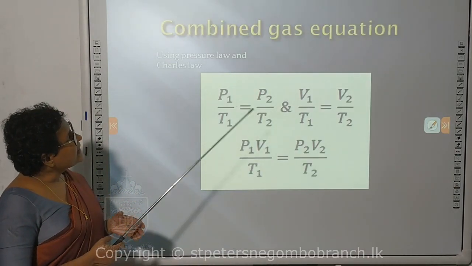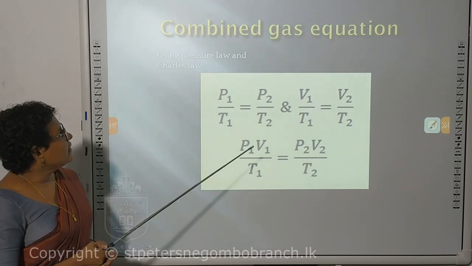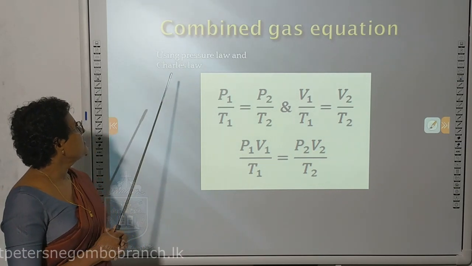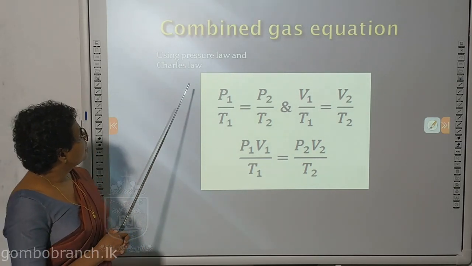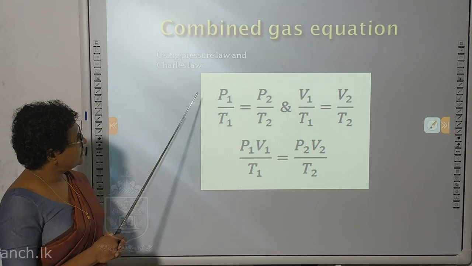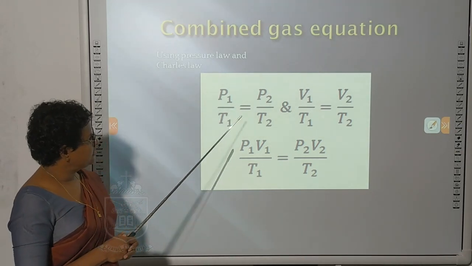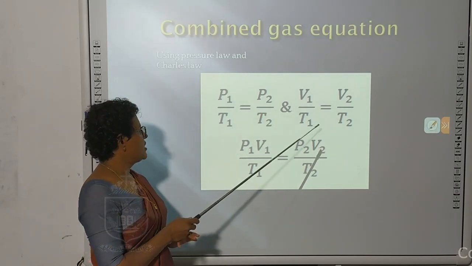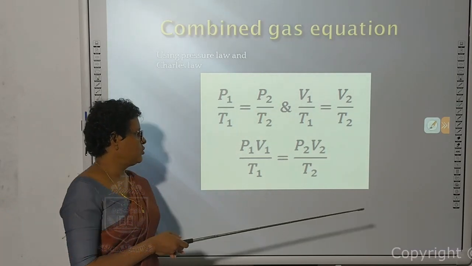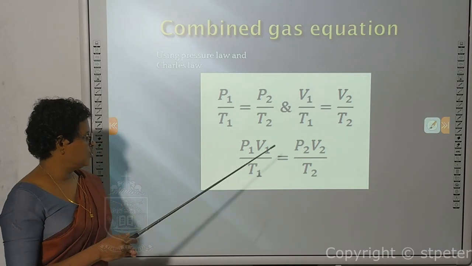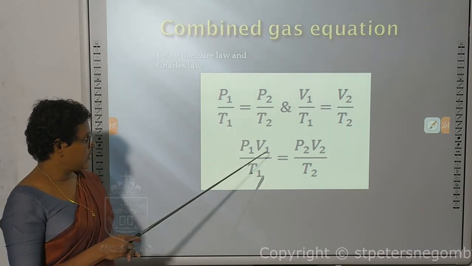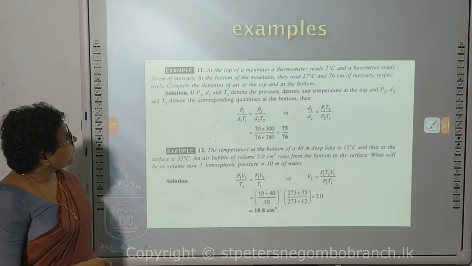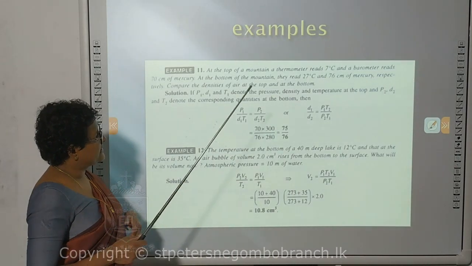Then the combined gas equation. We can derive this combined gas equation using the pressure law and Charles' law, right? The pressure law is P1 over T1 equals P2 over T2, and Charles' law is V1 over T1 equals V2 over T2. Then combining these two, you can derive this: P1V1 over T1 equals P2V2 over T2. So we'll go to this example.